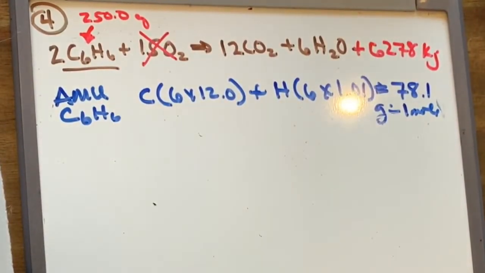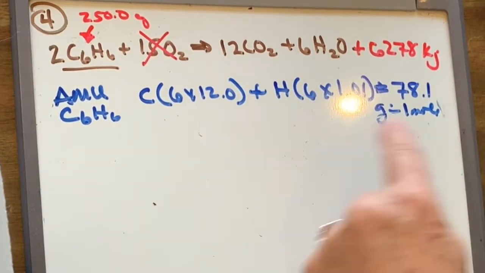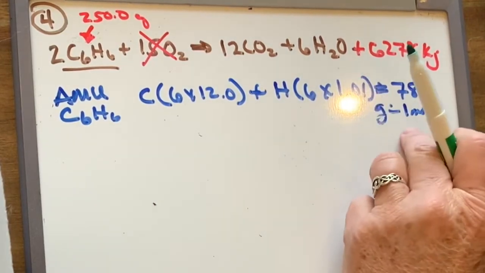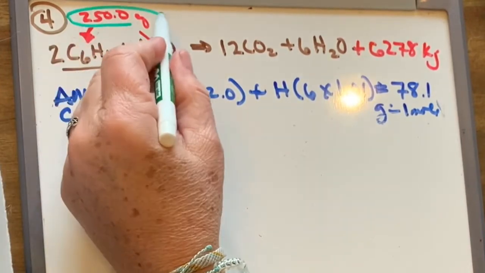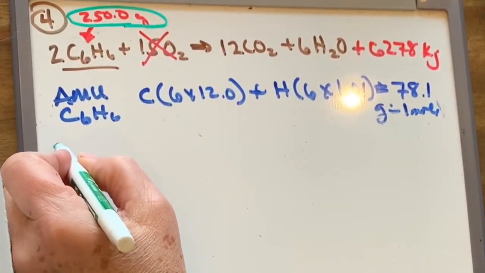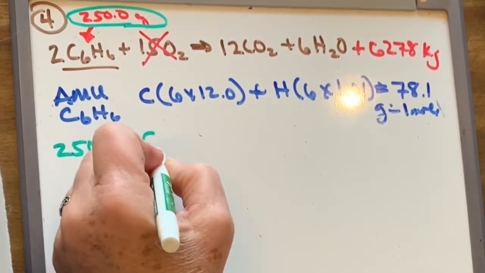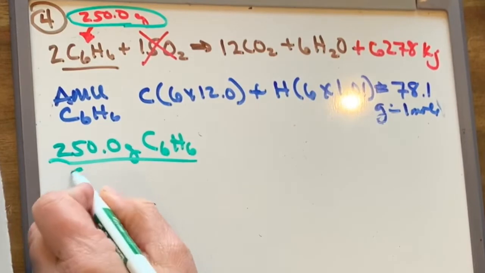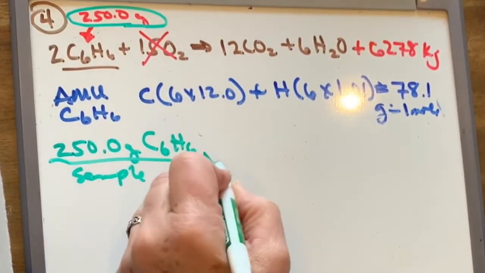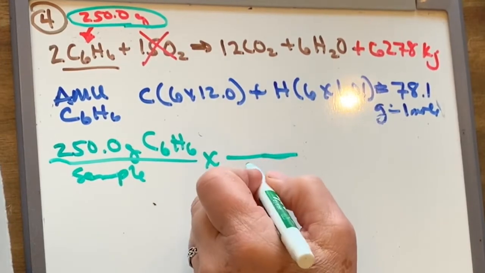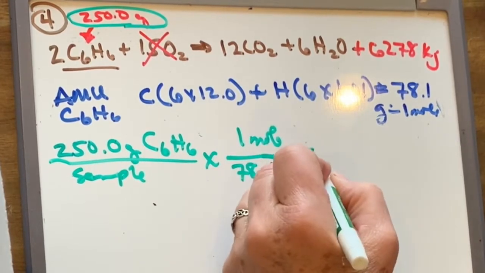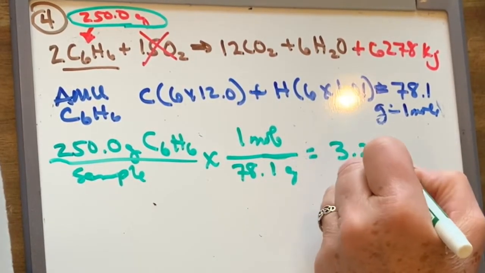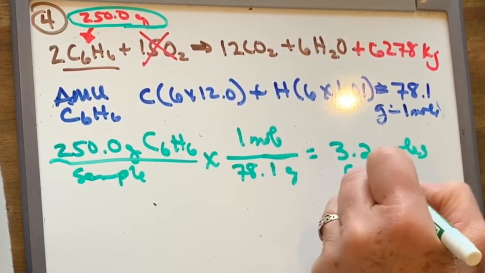Now we have 250 grams of the benzene, so the question is how much energy is released. So we're going to have to use this as a ratio. We have to find our AMU, which we did here, and for C6H6 our AMU is 78.1, which is also 78.1 grams in 1 mole. So we don't have 78.1 grams, we have 250 grams. So we're going to go ahead and find our moles. 250 grams C6H6 in our sample, we multiply by 1 mole per 78.1 grams, and we get 3.2 moles of C6H6.